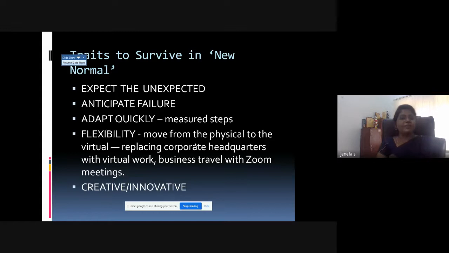We also need to anticipate failure. We are bound to fail, right? Whenever we try different things without proper training, right? And we need to adapt very quickly. We don't have much time, but there should be a measured way of adapting, right? We should take measured steps, not hurried steps. And then flexibility, right? We need to be more flexible. We need to keep our mind open. We should not be adamant in sticking to the old patterns of teaching. Some teachers still have the mindset that all these online classes won't work here.